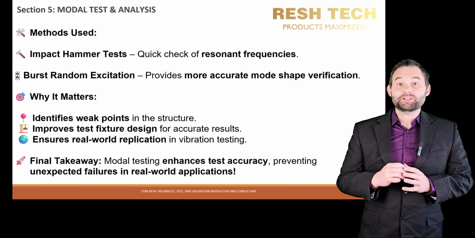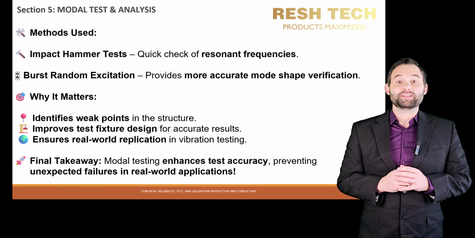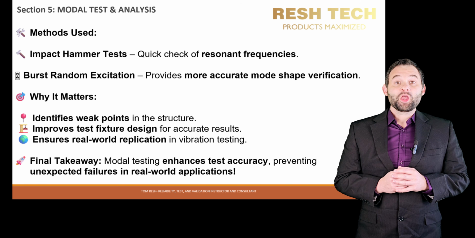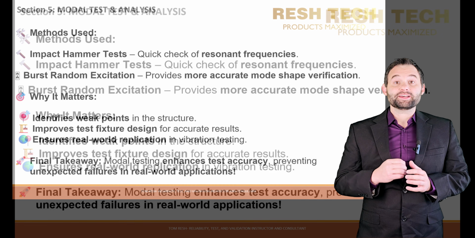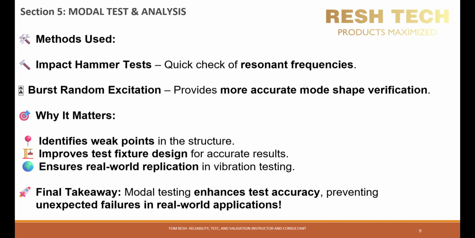Modal testing is used to determine the dynamic characteristics of a system. We use different methods, such as the impact hammer test, which provides a quick check of resonant frequencies. When you apply an impact shock, such as with a hammer, you will excite all resonant frequencies of the system simultaneously. And burst random excitation, which provides a more accurate mode shape verification.